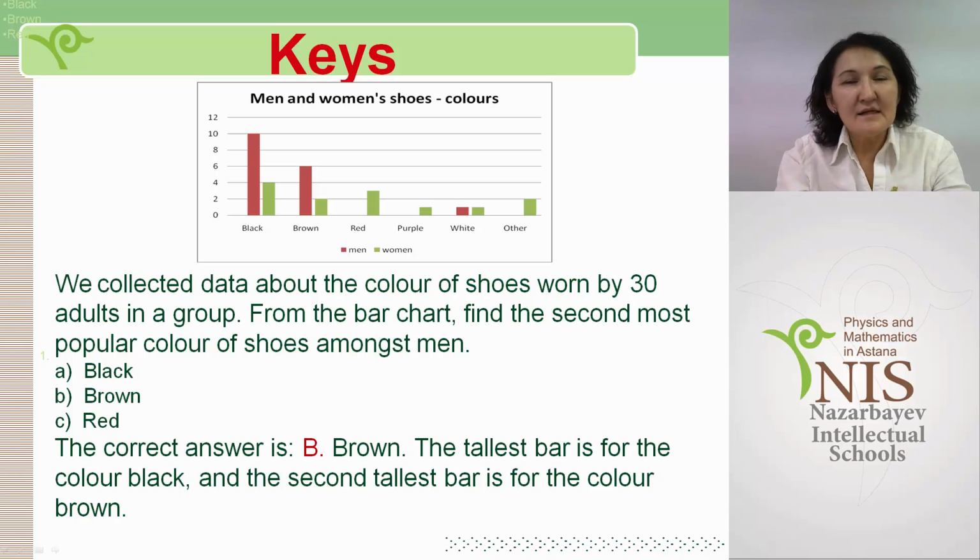Let's see the answers. So the correct answer for question number 1 is B, brown. You see, the tallest bar is for the color black, and the second tallest bar is for the color brown.